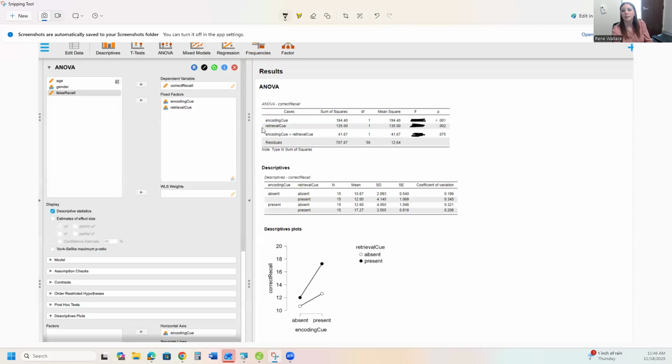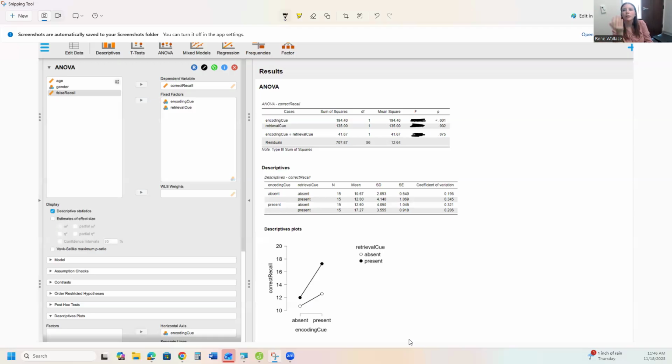And you can look here at our interaction effect, where encoding cue and retrieval cue was not significant. When you look at those two lines, you can see that they're going completely different ways, so they are not going to interact. There wasn't an interaction effect. And then the F stats there that you could see. So hopefully that cleared up a little bit of the data.